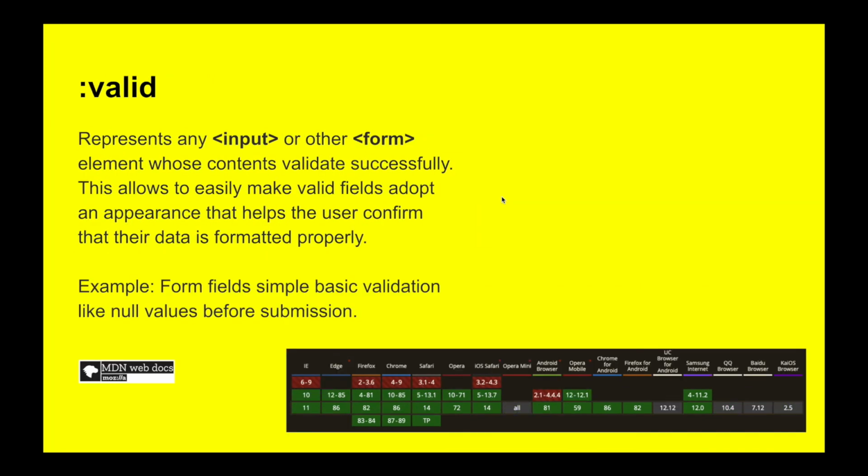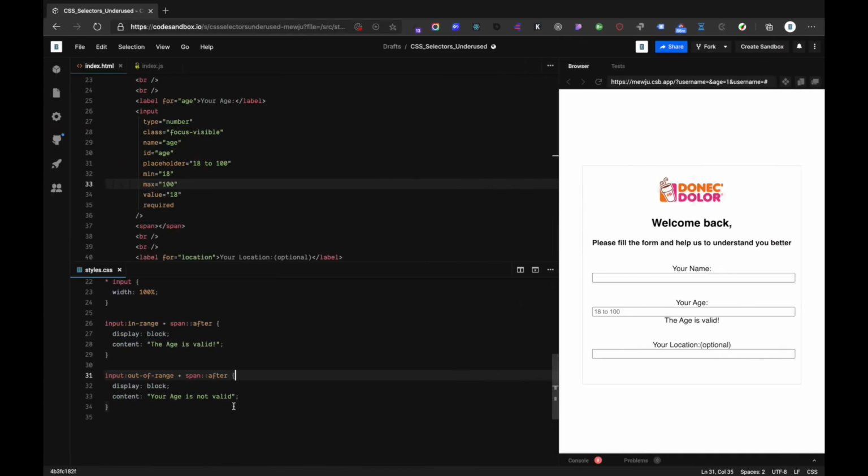Now moving on to the next, we have something called valid, as well as invalid. What it does is validate the field, and it helps us format the fields and apply other styles as per the validation or invalidation, so to say. The example would be form fields with basic, simple validation like null values before submission. So let's implement that one.